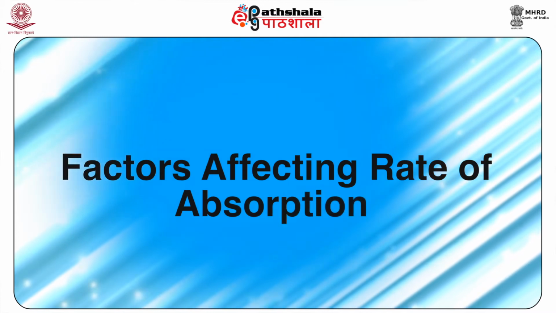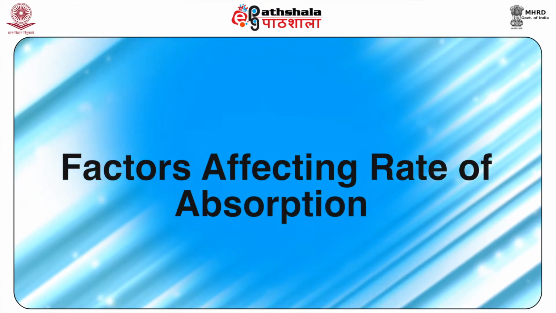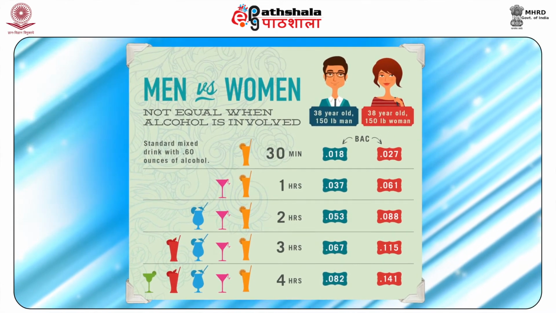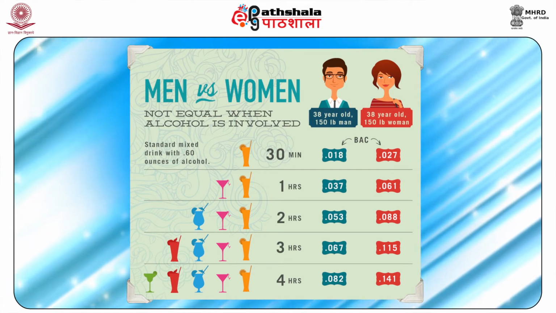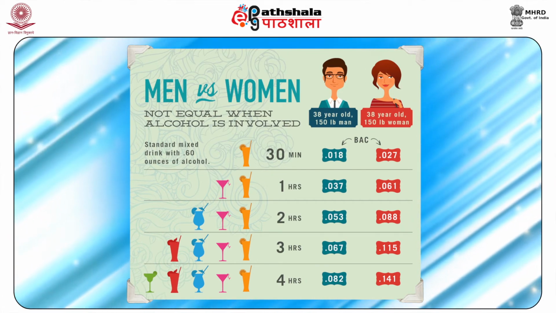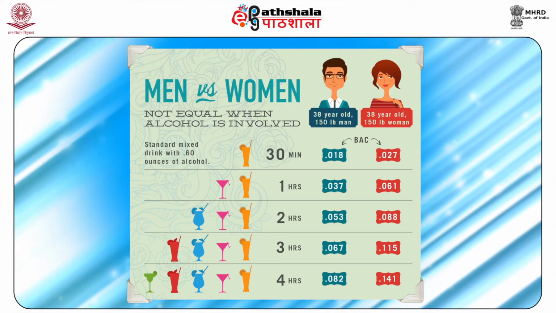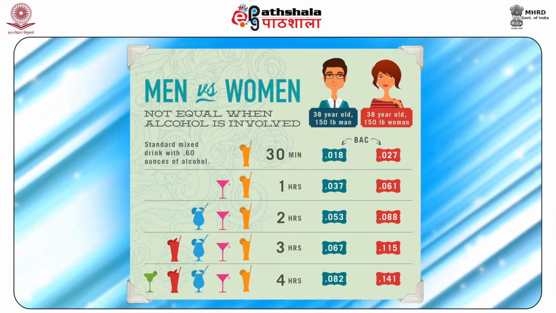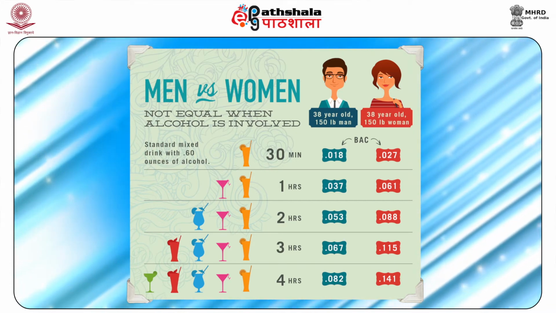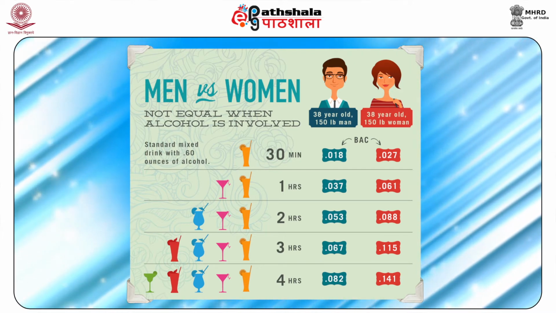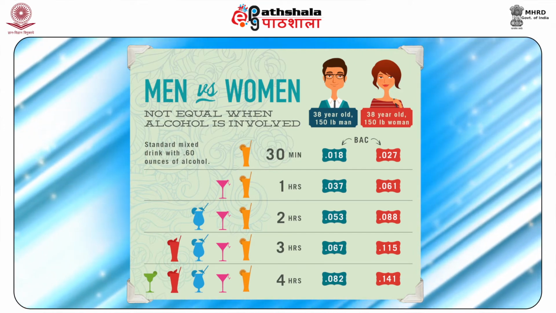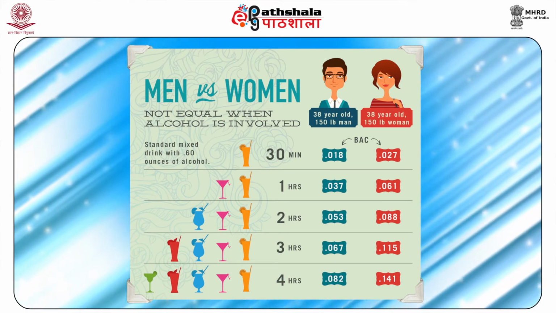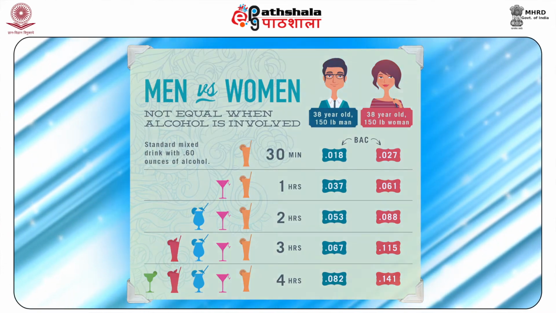Now, moving on to the factors affecting rate of absorption. First is weight. The more fluid and mass in the body, the more diluted the alcohol in the body will be. So, if we consider two individuals with almost similar body composition but different weights, the alcohol concentration will be lower in the heavier individual even if both have consumed the same amount of alcohol.